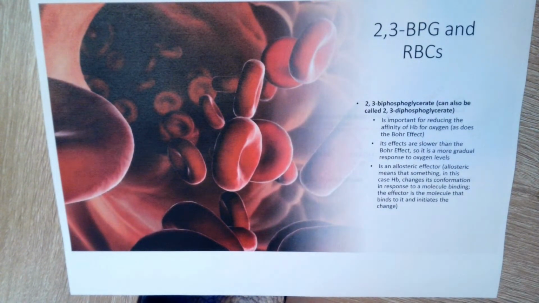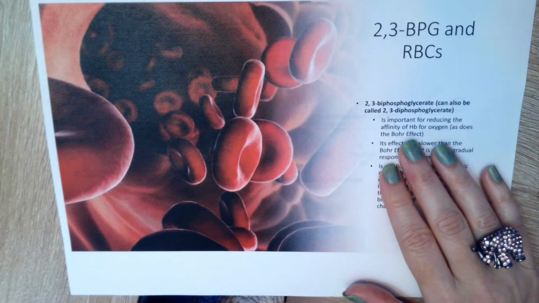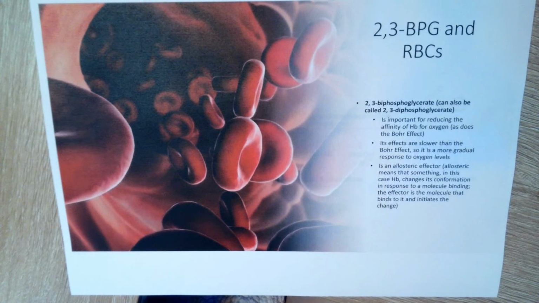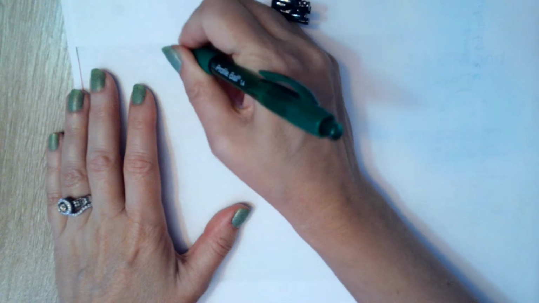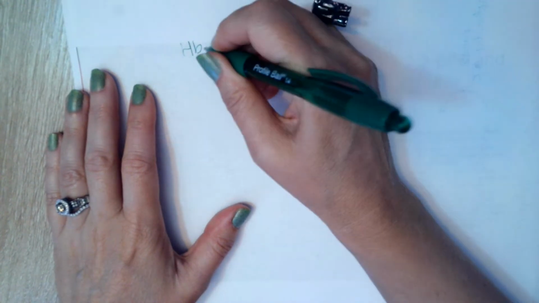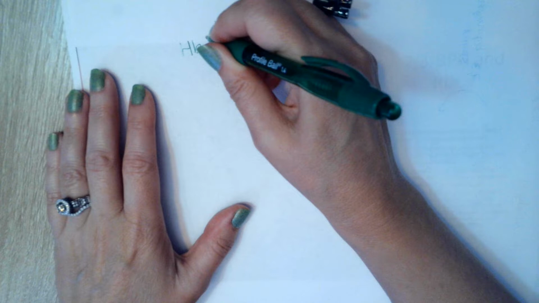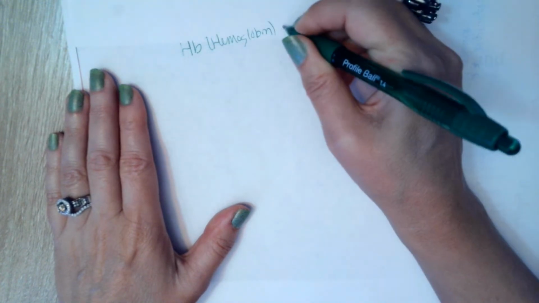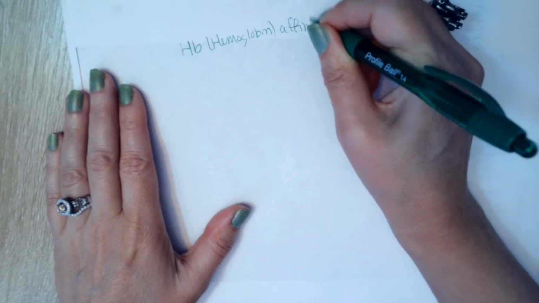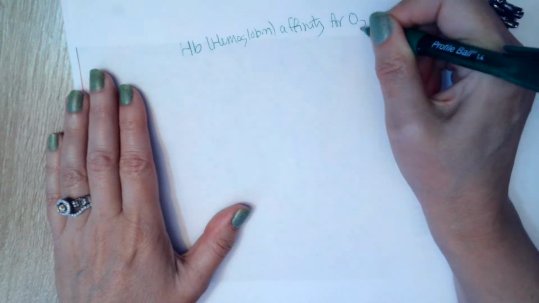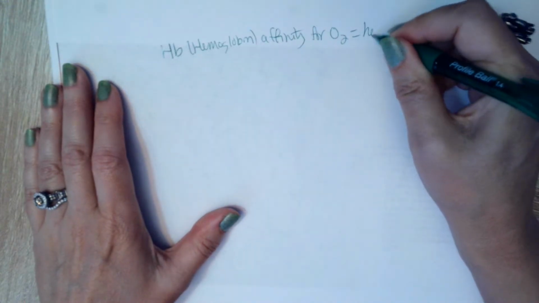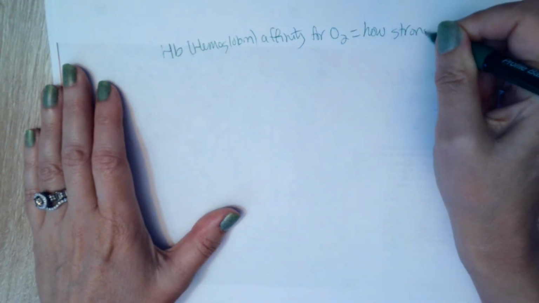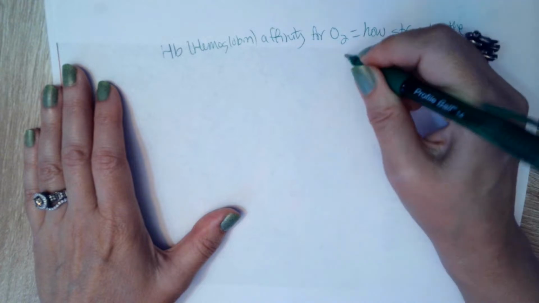Now, why this shunt is important and why it happens in red blood cells has a lot to do with hemoglobin's affinity for oxygen. If you think back to AMP2 and you think of hemoglobin, so hemoglobin is HB, and it has an affinity for oxygen, and what that means is how strongly the hemoglobin binds the oxygen.